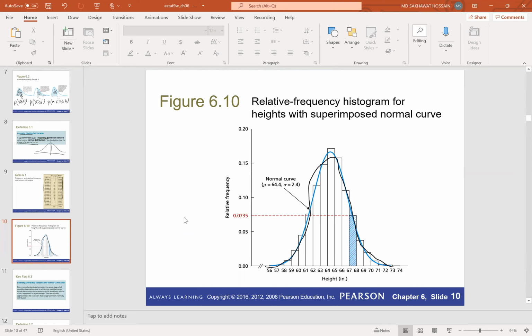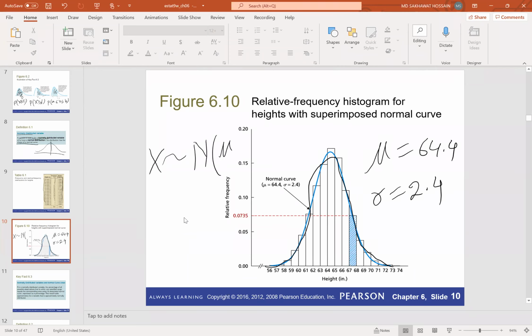The mean for variable X will be the mean of the distribution. Here the mean is 64.4 and the standard deviation is 2.4. A normal distribution is denoted, if X is a random variable, by N, where N means normal distribution, with mean mu and variance sigma squared. We use this notation to represent a normal distribution.